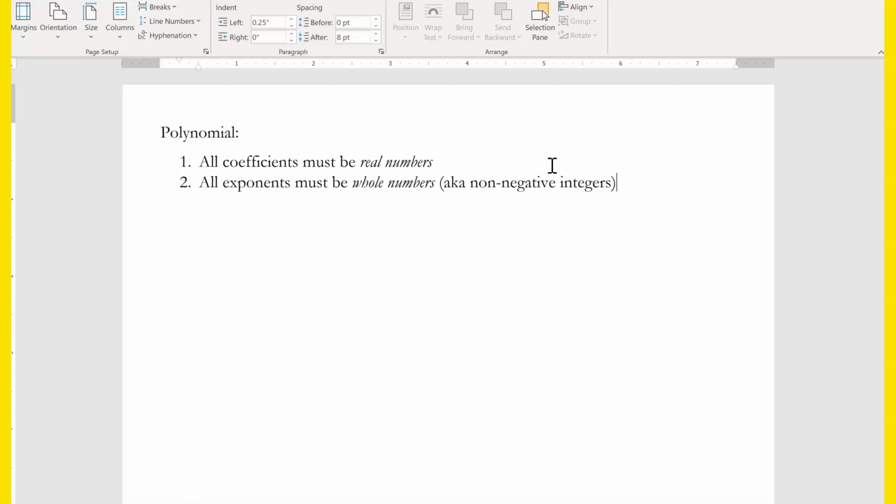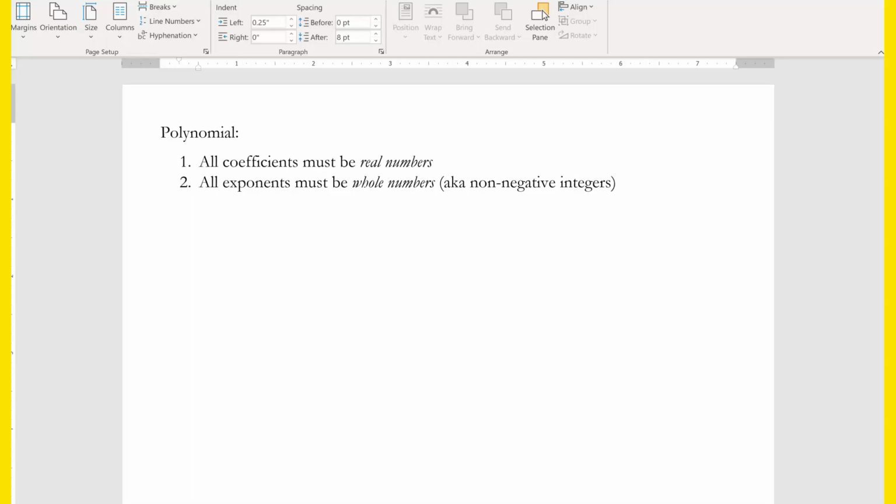So can pi be a coefficient? Yes, because pi is a real number. It's irrational, but it's still real. Can 1/3 or negative 500 or negative 1.716 be a coefficient? Yes, because they're real. The only thing that can't be a coefficient is an imaginary number. So the square root of a negative, or if the number has an i with it, then it can't be a coefficient. Or if it is, then it's not a polynomial.